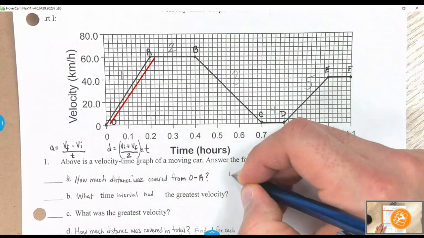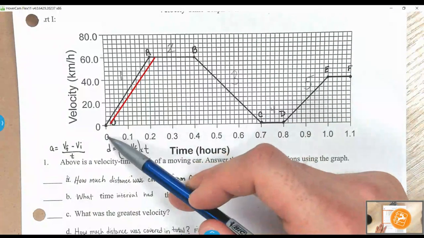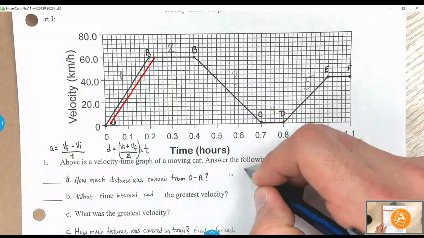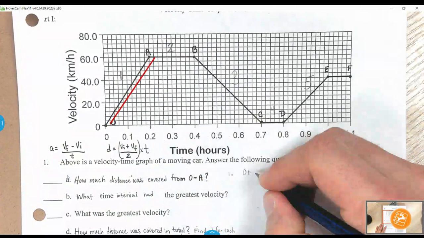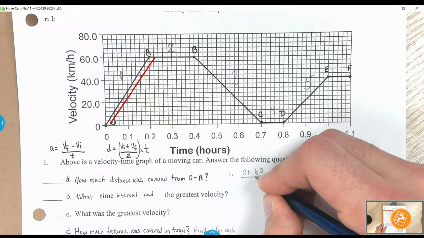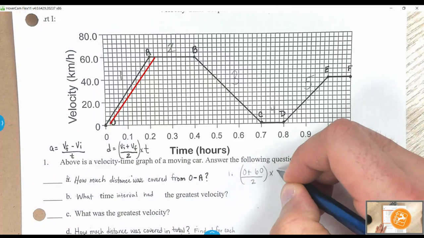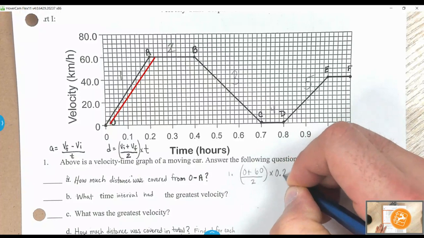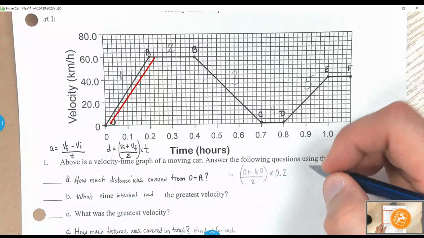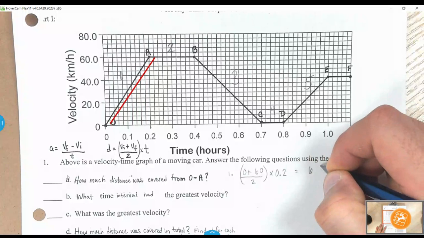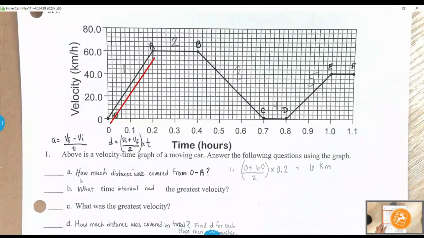So for 1, initial velocity is 0. Final velocity at the end of point A is 60. Divide that by 2. And then times it by the time, which was 0.2. And that is going to give us 6 kilometers.